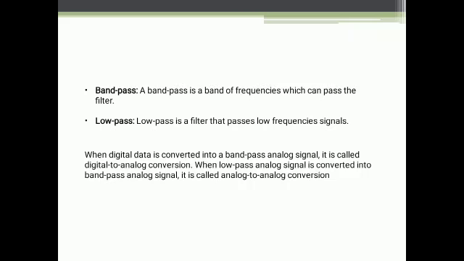When the digital data is converted into a band pass analog signal, it is called digital to analog conversion. When the low pass analog signal is converted into a band pass analog signal, it is called analog to analog conversion.